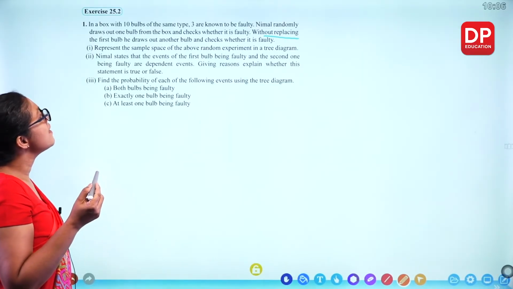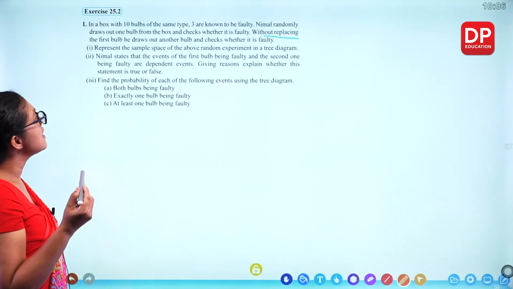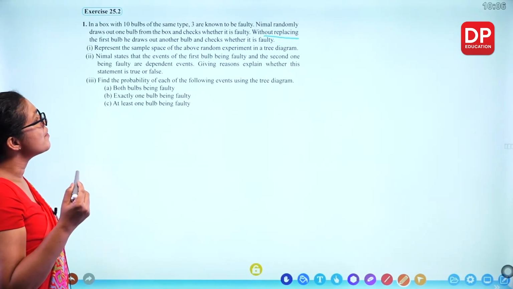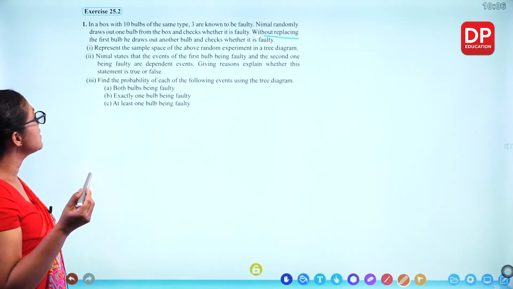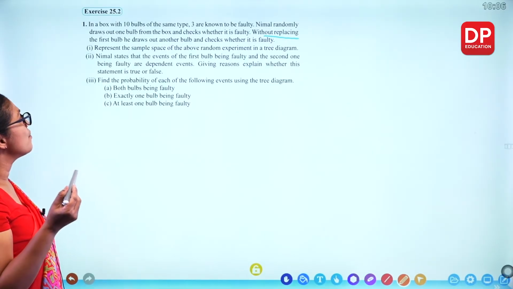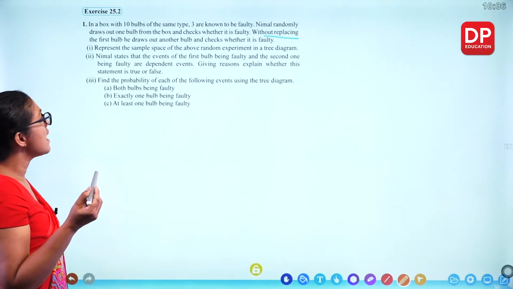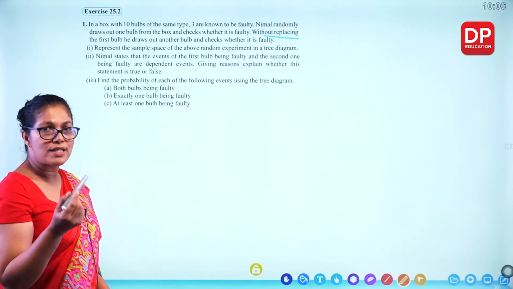Nimal states that the events of the first bulb being faulty and the second one being faulty are dependent events, giving reasons. Explain whether this statement is true or false. Find the probability of each of the following events using the tree diagram. Both bulbs being faulty, exactly one bulb being faulty, and at least one bulb being faulty.